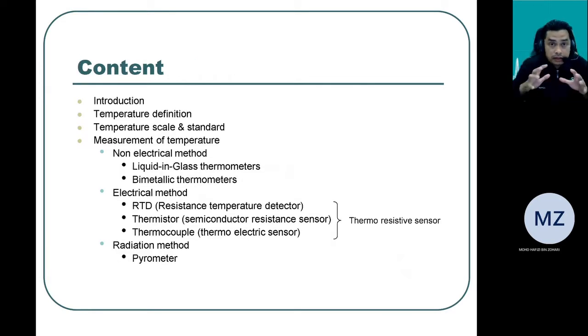So this is the content for this lecture for today. I will start with the introduction. I will introduce the temperature measurement, and then we're going to look at the definition of temperature, and then the scale and standard for temperature, and after that the available sensors and their mechanisms for temperature measurement. We have three types of methods that we're going to use: non-electrical, electrical, and radiation methods. All right.